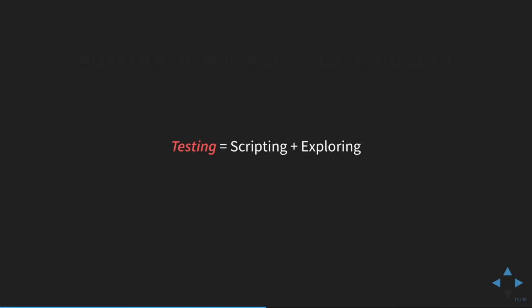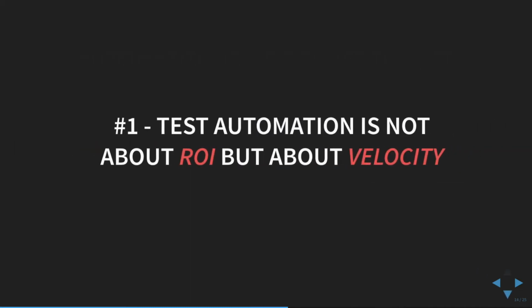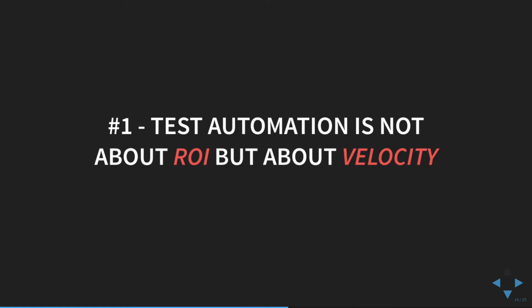And then you have, as I said, exploratory testing. It's also a very important part of the testing process. It's an important part of our own process, and it's also a very good way to support the development practice. So just keep in mind that testing is not just automation. So my first feedback about test automation is that it's not about return on investment, but it's about velocity. The reason why you may want to use automation is not to save cost.